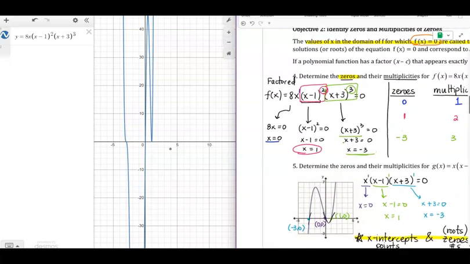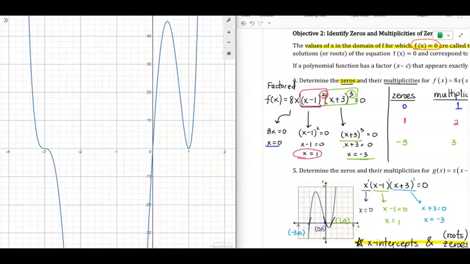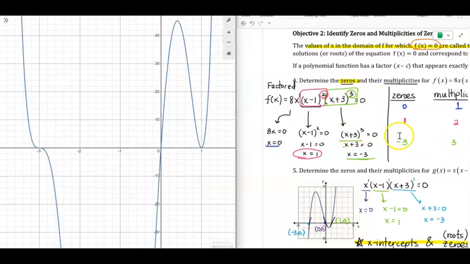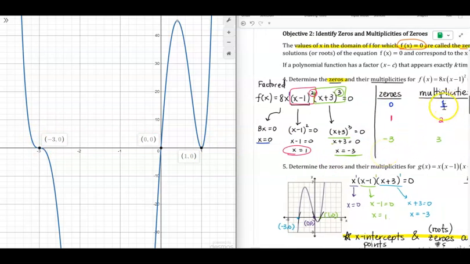In Desmos off to the left here, I have graphed our first example, 8x times x minus 1 squared times x plus 3 cubed. The graph is not as nice, but here is the graph here. Again, for each of our 3 zeros, we have a 0 of 0. We can see an x-intercept at (0, 0). We have a 0 of 1, and we can see an x-intercept at (1, 0). And then we have another 0 at -3, and we can see this last x-intercept here to the left. Notice that for the ones that have an odd multiplicity, 0 and -3, the graph crosses through the x-axis at those points.